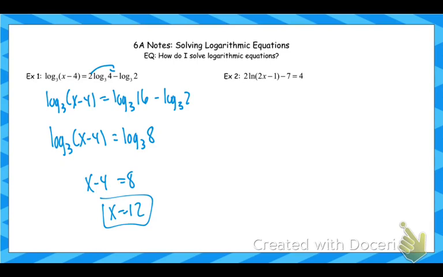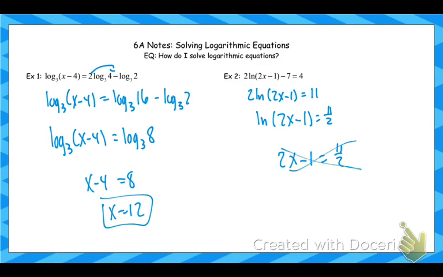All right, now let's look at this next one. This one's a little bit different because as you'll notice, it's not a log equal to another log. Okay, there's just a single log and a bunch of other things. So what I'm going to do is I'm going to get this log by itself. So I'm going to start by adding 7. Dividing by 2. And now at this point, because it's not a log equal to another log, I can't just set the arguments equal. I cannot just do 2x minus 1 equals 11 over 2. That's not true. But what I do know is I can rewrite this in exponential form.